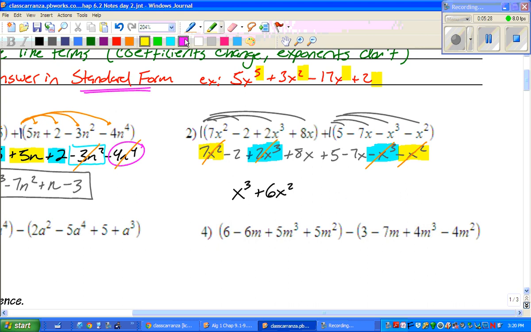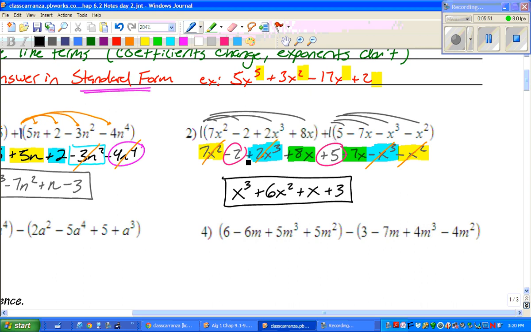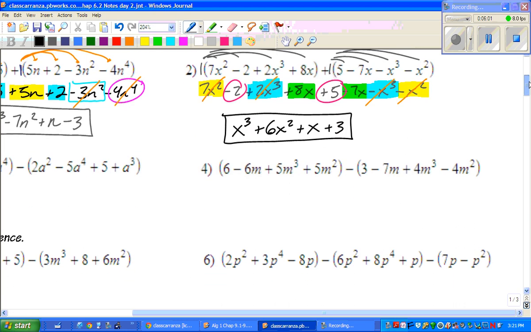Okay, now we got to find the x's. 8 minus 7, well, 8 minus 7 is 1, plus x. And then finally, the last one, we got negative 2 and 5. Negative 2 plus 5 is positive 3. And there we go. Everything's in standard form, and I can't combine all those other ones because they all have different exponents. Okay? All right.